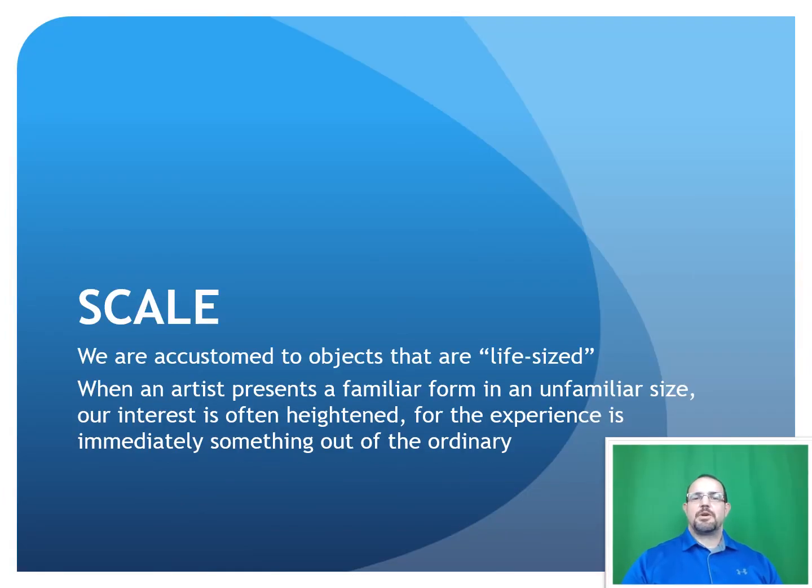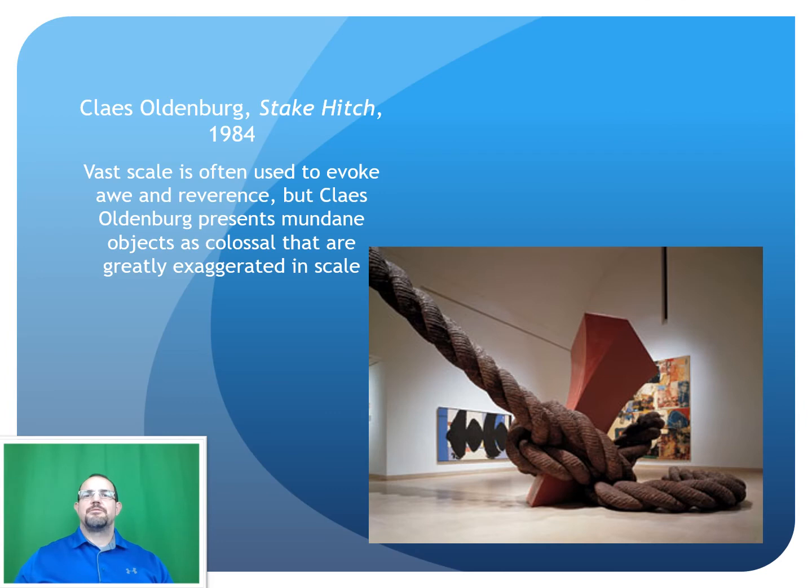Scale. We're accustomed to objects that are life-sized. When an artist presents a familiar form in an unfamiliar size, our interest is often heightened, for the experience is immediately something out of the ordinary. Vast scale is often used to evoke awe and reverence. Here, Claes Oldenburg presents just mundane objects as colossal that are greatly exaggerated in size.